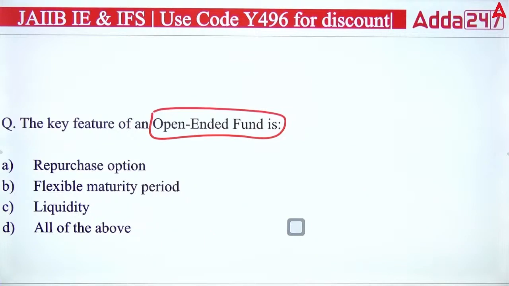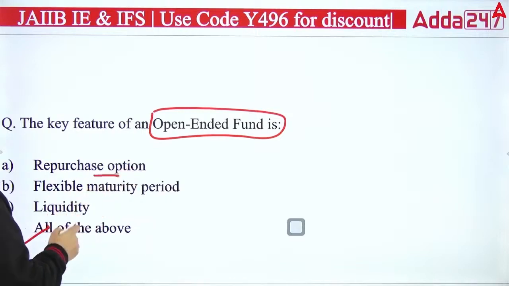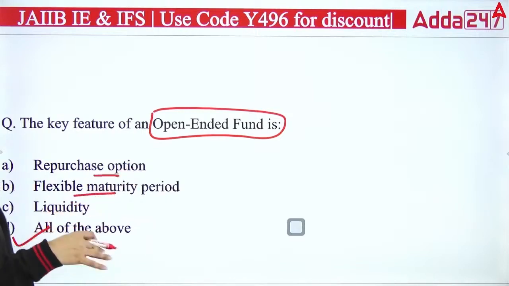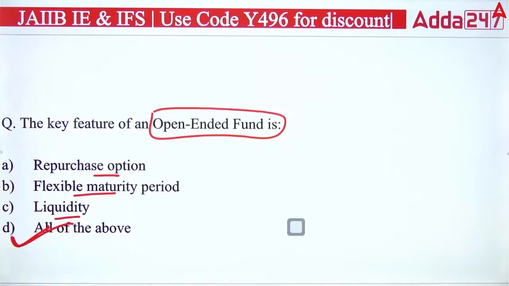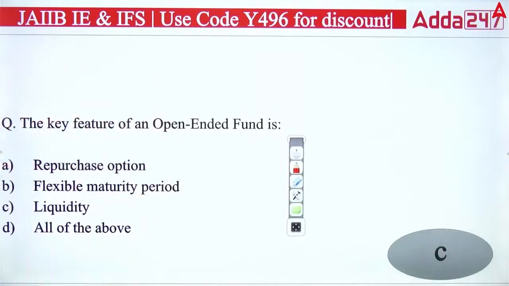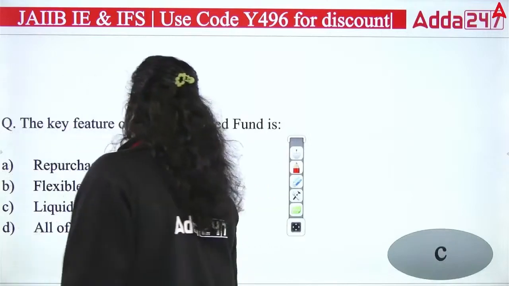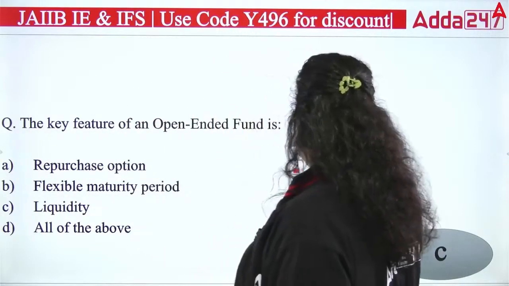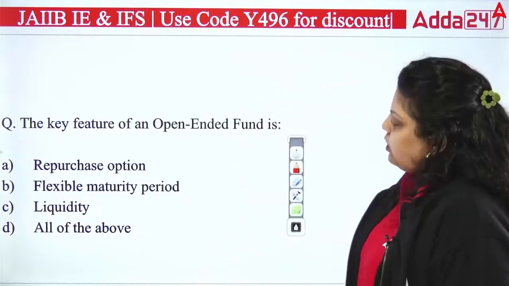So the key features of open-ended fund are repurchase option, flexible maturity period, liquidity, all of the above. And the right answer is actually all of the above. You can purchase, repurchase, flexible maturity is there. Whenever you want, you can enter, you can leave. Liquidity is there. So the right answer will be all of the above. That is D. The option has been written wrong here. That is D, all of the above.